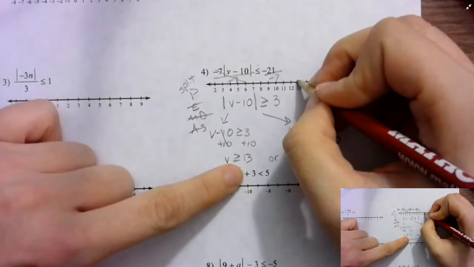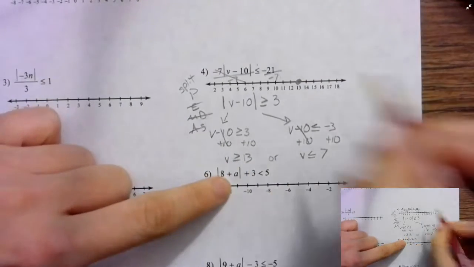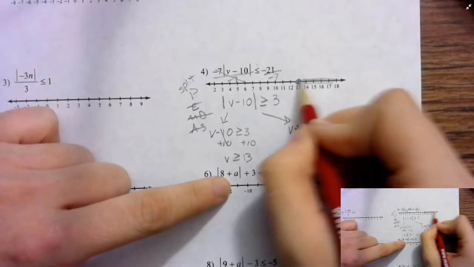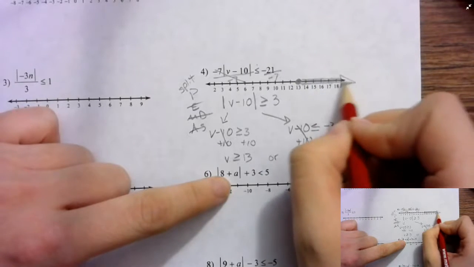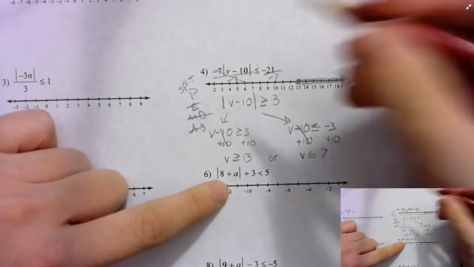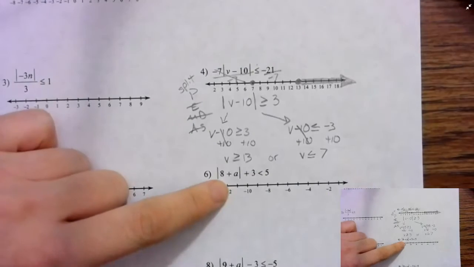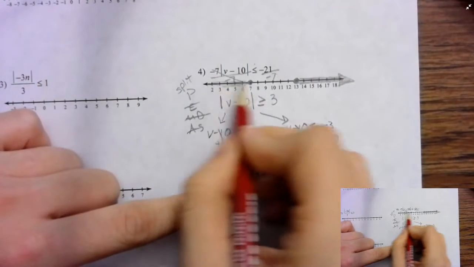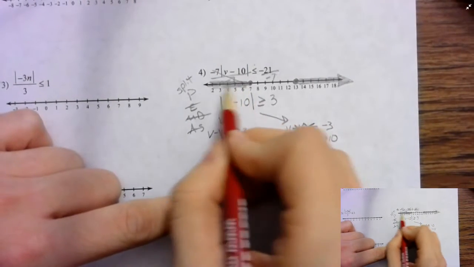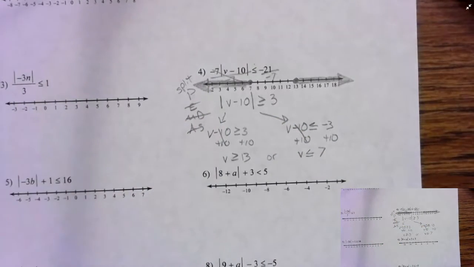Since I've got the equal to, I'm going to go ahead and use a solid dot on that. And v can be greater than 13 as well, so I'm going to shade the greater numbers. And then v could be less than or equal to 7. So since it can equal 7, I'm going to put a solid dot. And for less than 7, I'm going to shade the numbers lower than 7. Okay, so pause that if you need to.